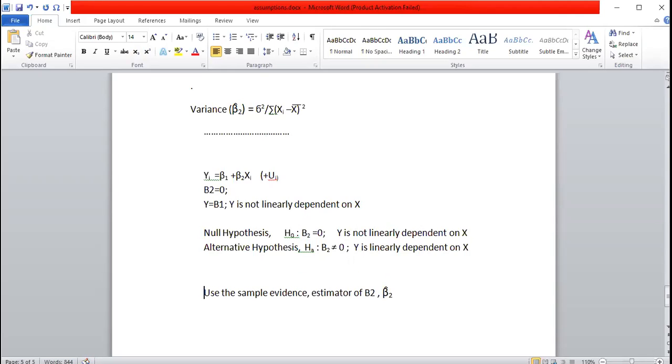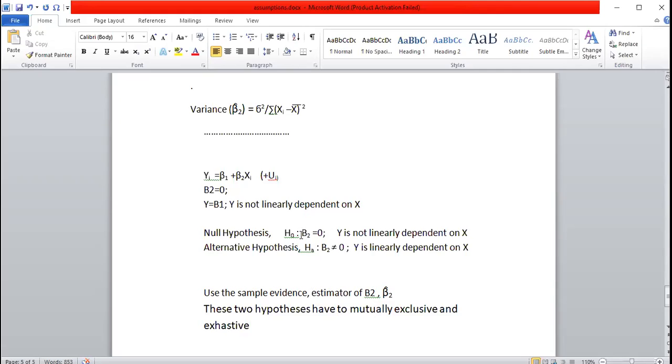Do the words ring a bell? Do you remember these words? These two hypotheses have to be which two? Number one, mutually exclusive, meaning whatever value you have in the null hypothesis cannot be in the alternative hypothesis. Whatever values you have in the alternative hypothesis cannot be in the null hypothesis. There cannot be any overlap.